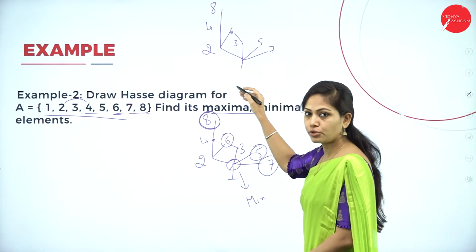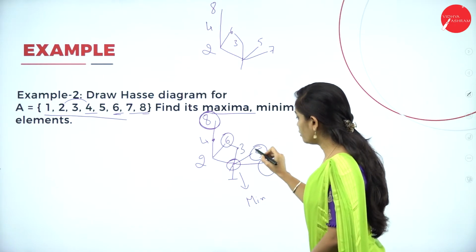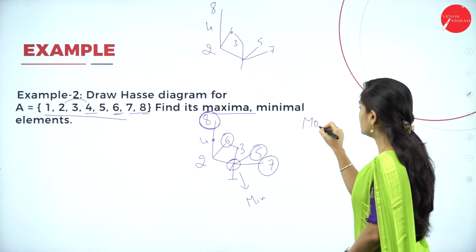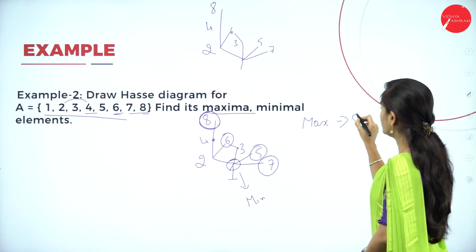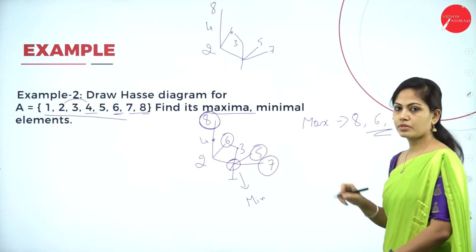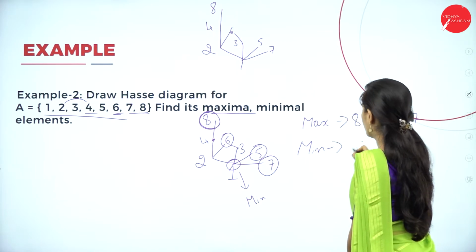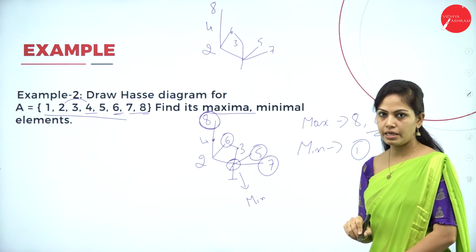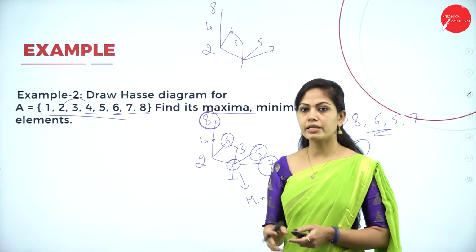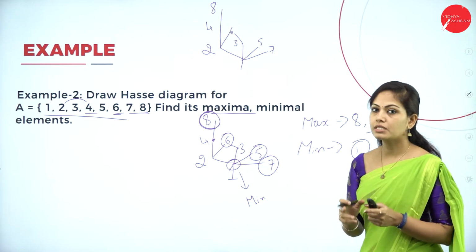The maximal values are 8, which is not related to any other value, 6, which is not related to any other value, and 5 and 7. So the maximal elements are 8, 6, 5 and 7, and the minimal element is 1. So like this you have to find the Hasse diagram with maximal element and minimal element if it is 7 marks.